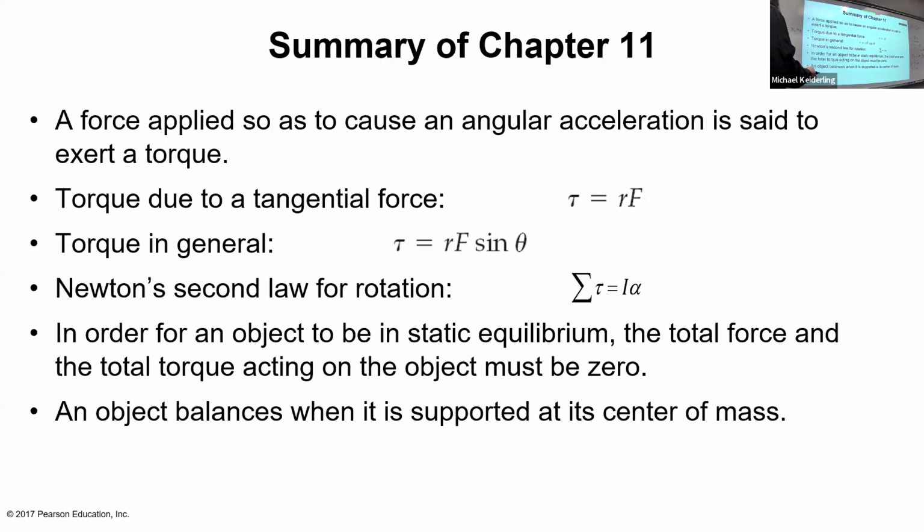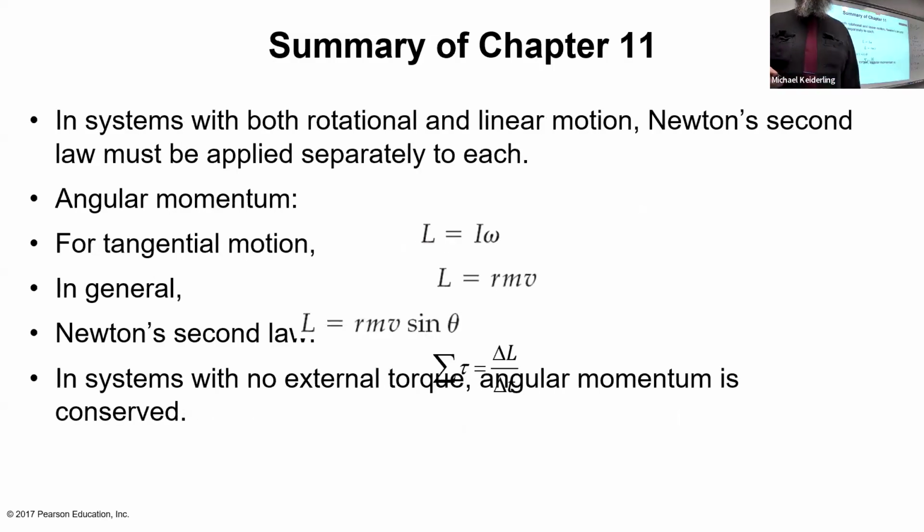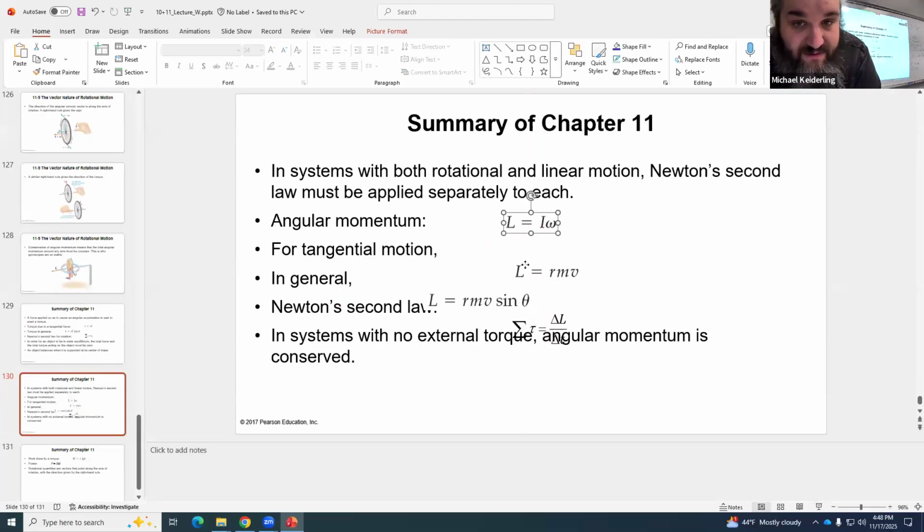In order for an object to be in static equilibrium, the total force and the total torque acting on the object have to be zero. An object balances when it's supported at its center of mass. In systems with both rotational and linear motion, Newton's second law has to be applied separately to each. These are all slightly offset, so let me fix them.